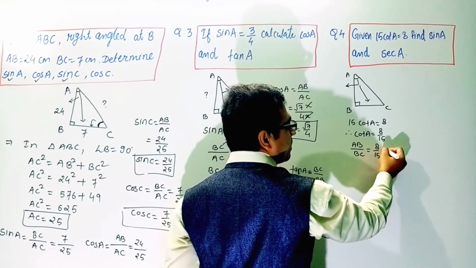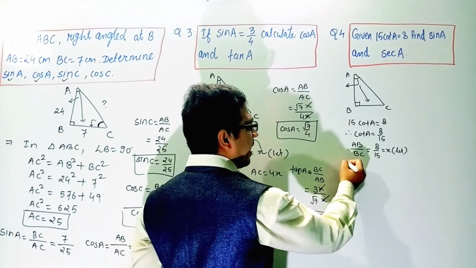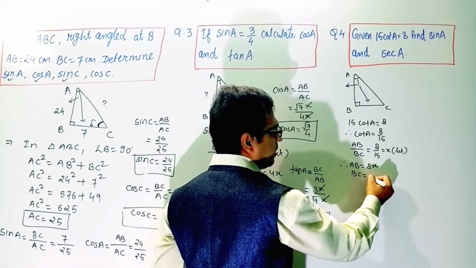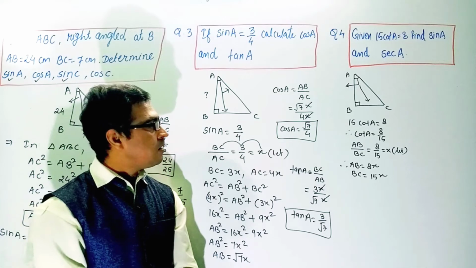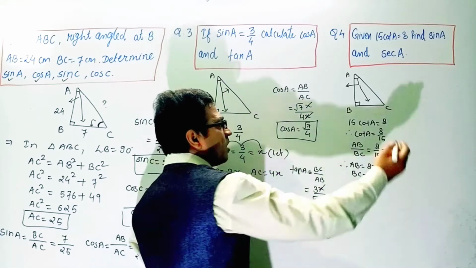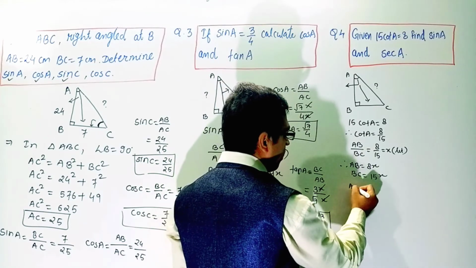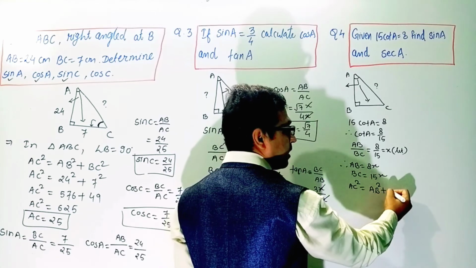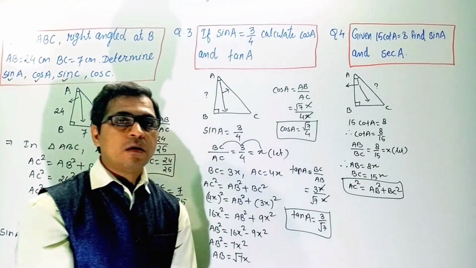8 by 15, consider this is x, right? So the value of AB is equal to 8x and the value of BC is 15x. Now in a right angle triangle, if two sides are known, you can find out the value of the third side. Here the third side unknown means hypotenuse is unknown. So the value of AC square will be equal to square of AB plus square of BC. So this is the statement of Pythagoras theorem, right?